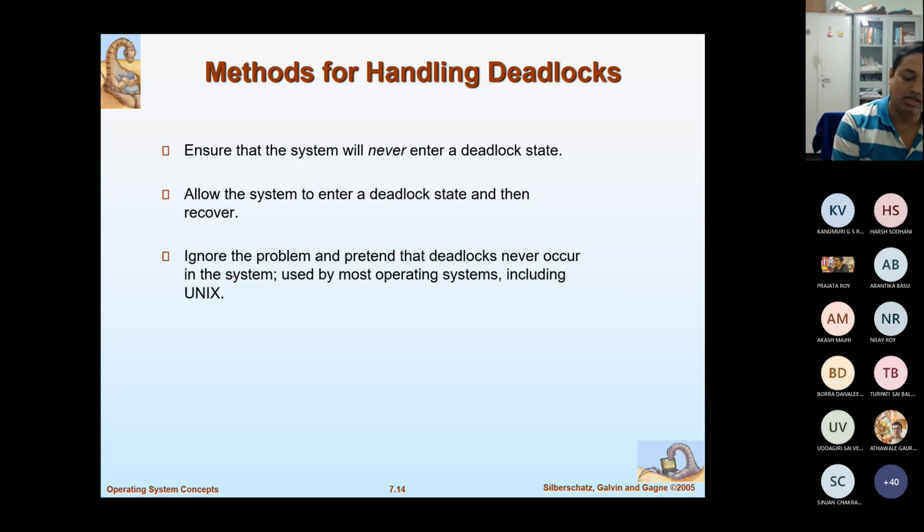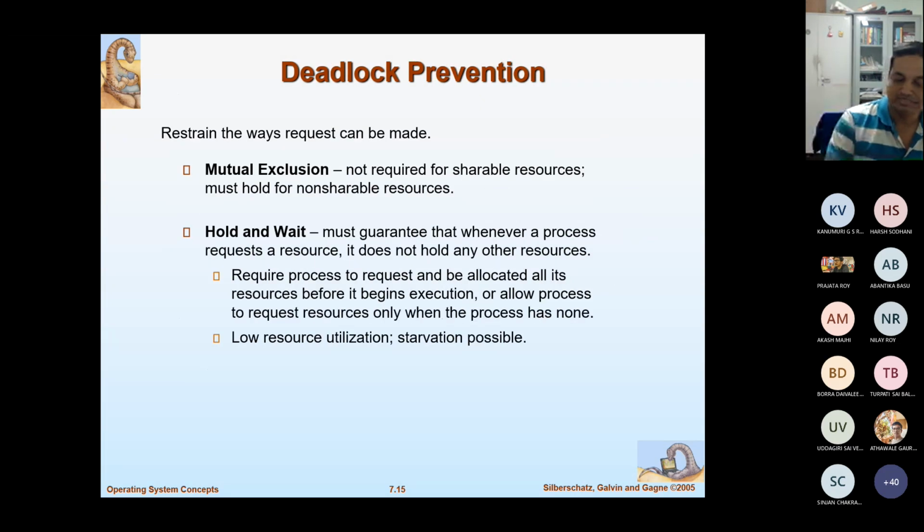The third option is to ignore the problem and pretend that deadlock never occurs in the system. Most operating systems like Unix use this. And if it happens, maybe you can go for restarting the system. So these are some of the ways, in a more abstract sense, to handle deadlock. More specifically, the approaches are deadlock prevention, deadlock avoidance, and deadlock detection. The first one is the deadlock prevention mechanism.